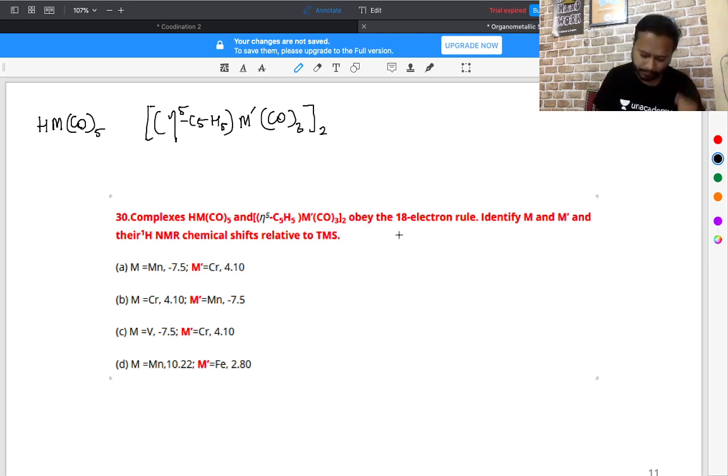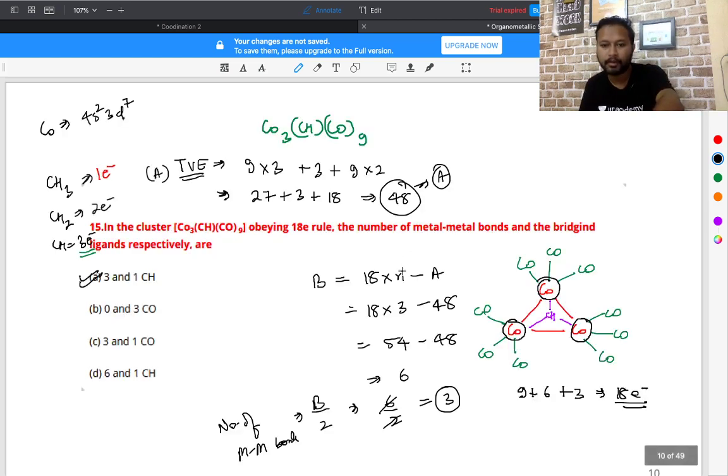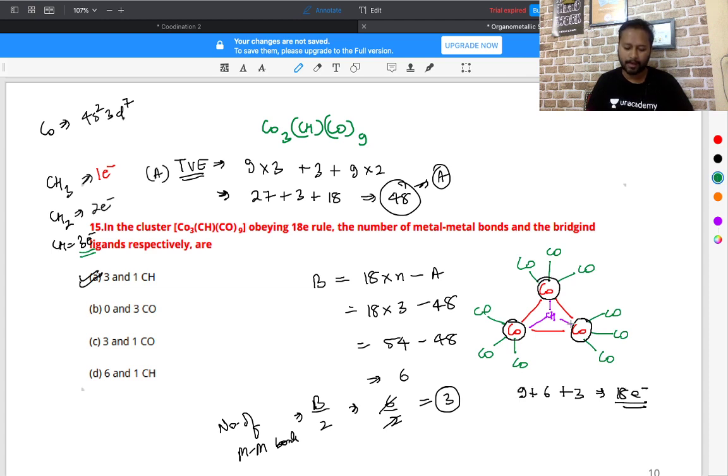What happened, Amrita? Acha, 18 electron rule. See how it is done. 9 electrons you get from the metal center. So 9 I got from the metal. 6 I got from the 3 CO ligands, because each CO ligand gives 2 electrons, so 2 into 3 will give you 6. And these 3 I got from the bonds.